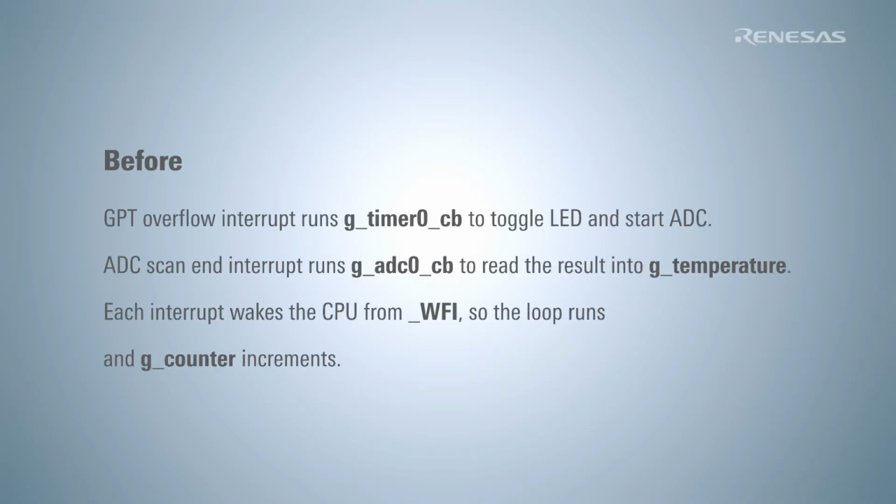To summarize, before implementation of ELC and DTC, the GPT overflow interrupt triggered the timer callback function to toggle the LED and start the ADC. The ADC scan end interrupt triggered the ADC callback function to read the result into the temperature variable. Each interrupt woke the CPU from sleep at the WFI line, so the loop executed and counter incremented.